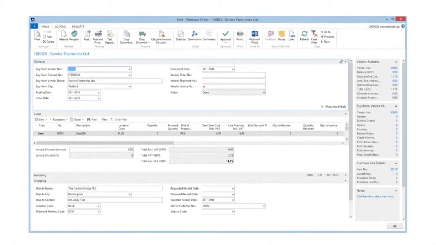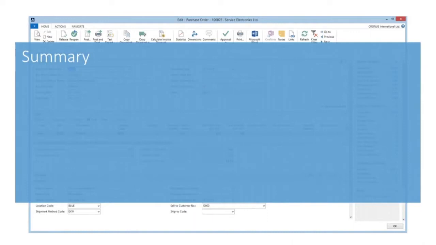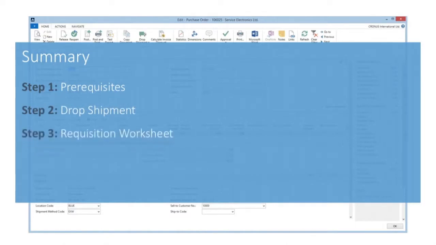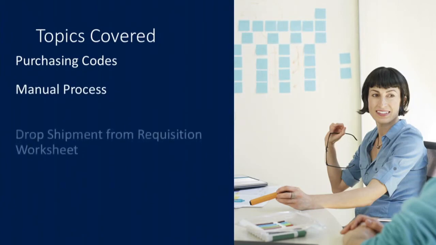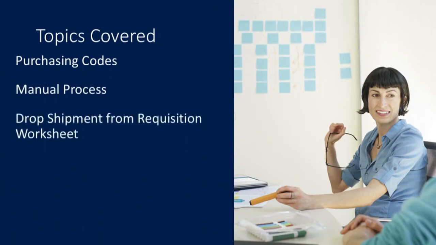In this video we have learned how to optimize the sales process by doing drop shipment of items. These are the topics we have covered in the video. We have looked at the prerequisites, we looked at how to manually do a drop shipment and how to do this using the requisition worksheet, and we have looked at cross-posting purchase and sales orders. The topics we covered in this video are purchasing codes, the manual process, doing a drop shipment from the requisition worksheet, and combining receipt and shipment in one process.